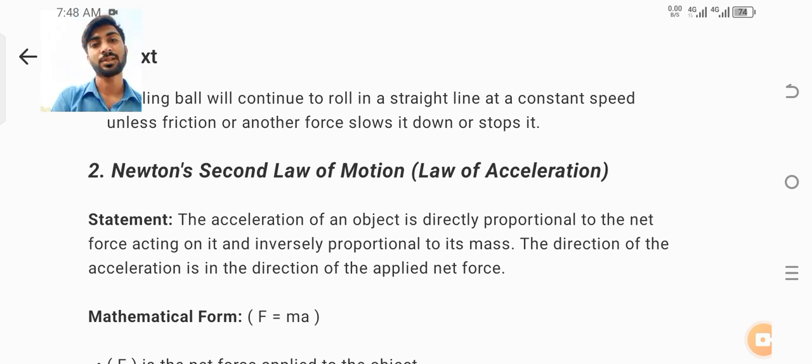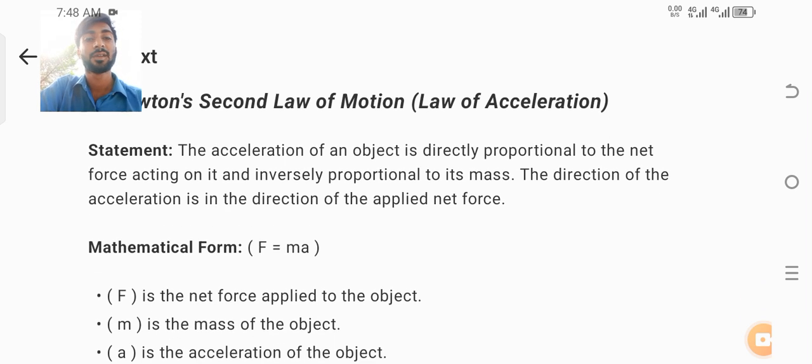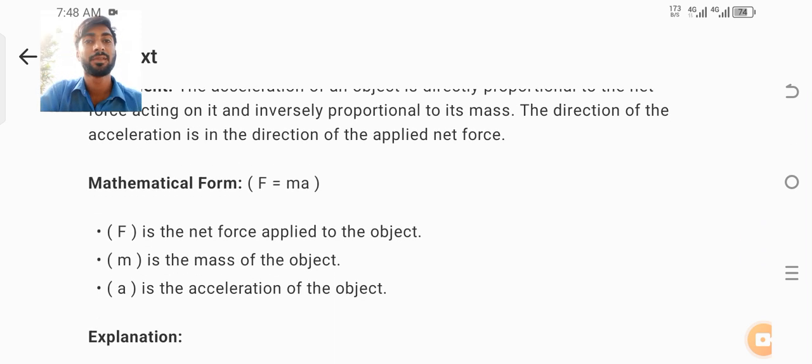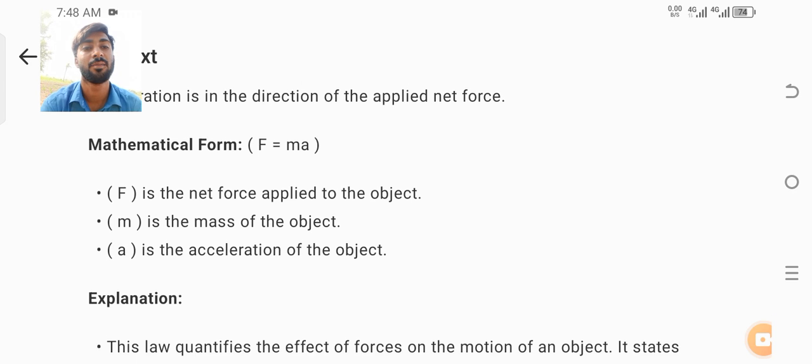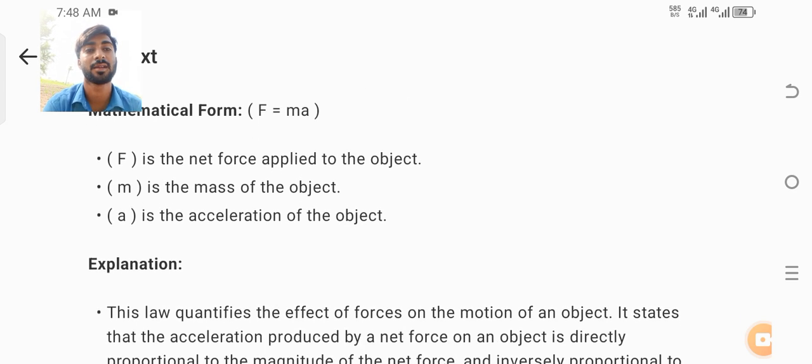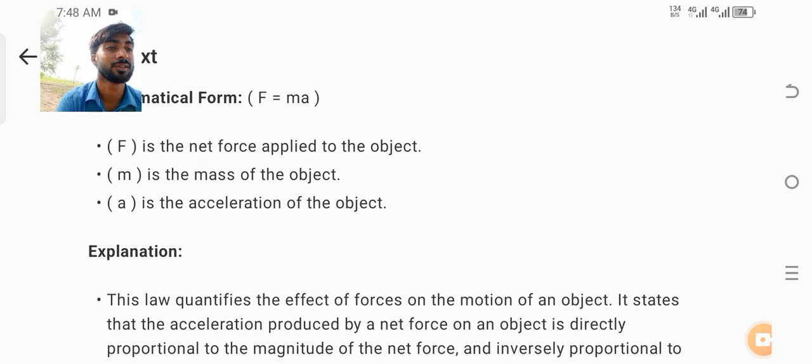The direction of the acceleration is in the direction of the applied net force. Mathematically, the form is F equals ma, where F is the net force applied to the object, m is the mass of the object, and a is the acceleration of the object.